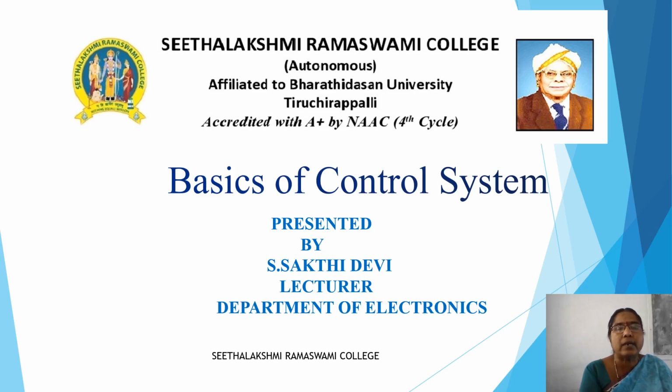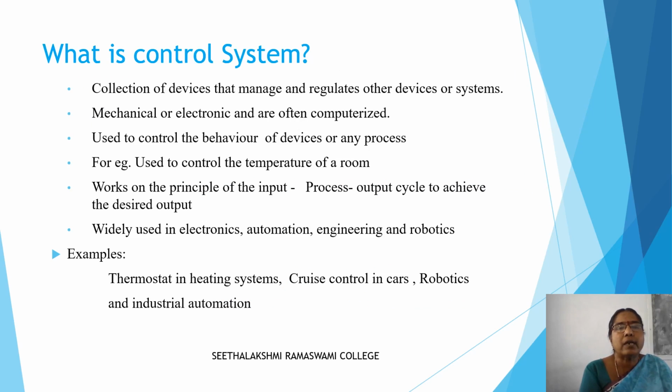Now we discuss the topic Basics of Control System. What is a control system? A control system is a collection of electronic or mechanical devices used to manage and regulate the behavior of other devices or systems. It is often computerized. The simplest example of a control system is controlling the temperature of a room.